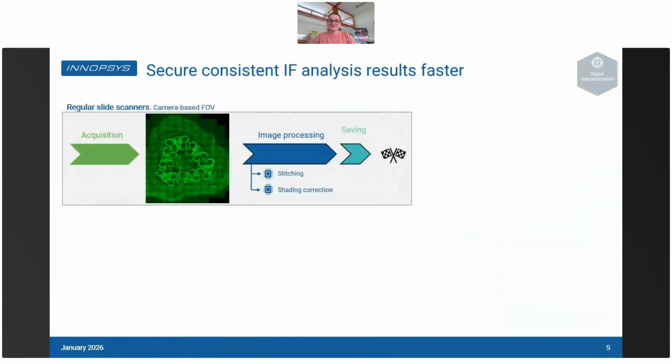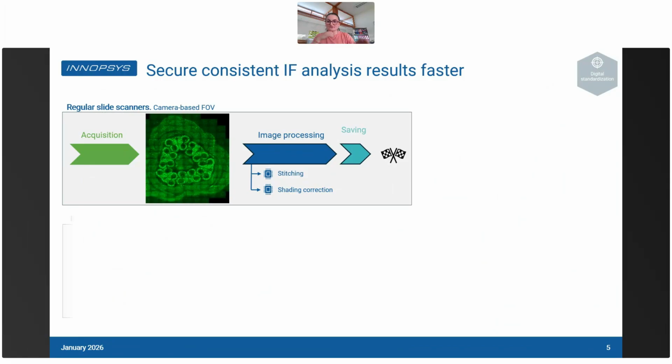So what makes it different from other types of instruments is that we are scanning line after line. And so in a regular slide scanner, usually the detector is a camera and not a PMT. And so we can scan field of view after field of view, and this creates this type of mosaic effect that you can see on the screen. So then the image needs to have post-processing steps with stitching and shading correction. And then the image is saved.